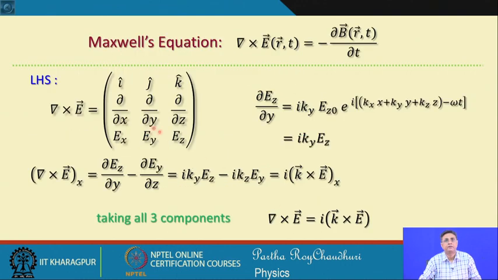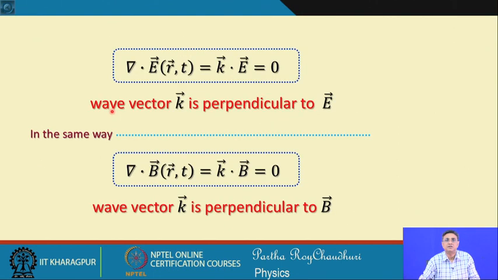This means that k and B are perpendicular, and E and k are also perpendicular, but that does not ensure whether E and B are perpendicular or not. So, there is a more rigorous way of looking at the relation between k, B and E.